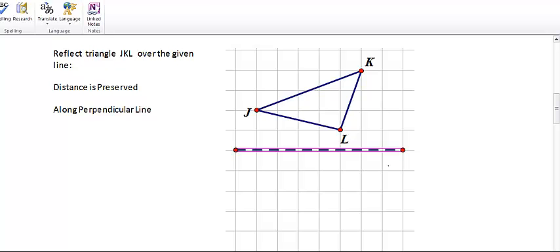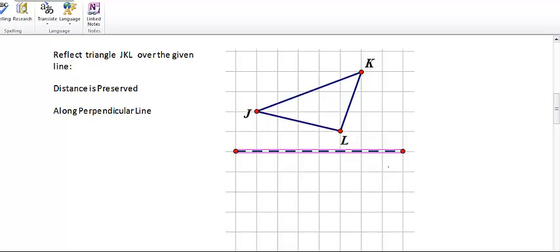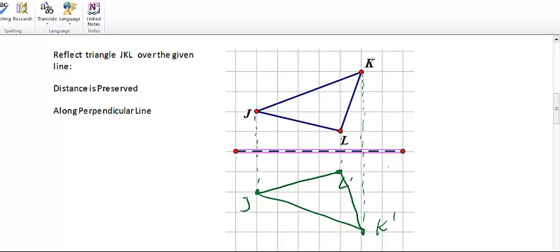So let's look at a specific example here of actually finding the reflected image. Here I want to reflect over this line that's horizontal, and we know that it has to be perpendicular, meaning I have to travel vertically, that is perpendicular to horizontal, and the same distance. So point K here is 4 units, so I would need to go 4 units below to find K prime. L would be just 1 unit below this line, and J would be 2 units below. So here would be J prime and K prime and L prime, and if I were to connect those, you'd be able to see we've got a nice congruent triangle that has been reflected over that line.